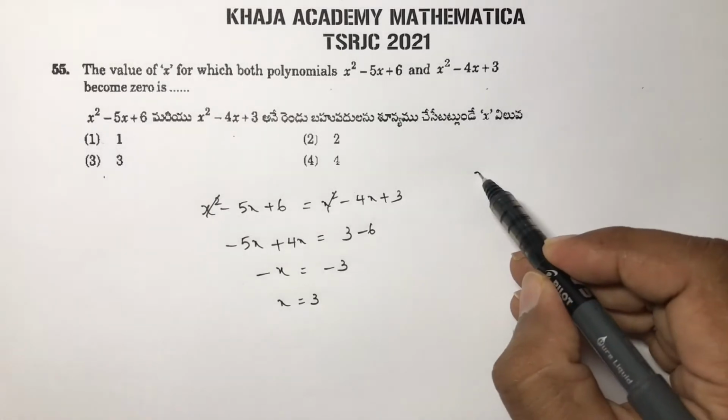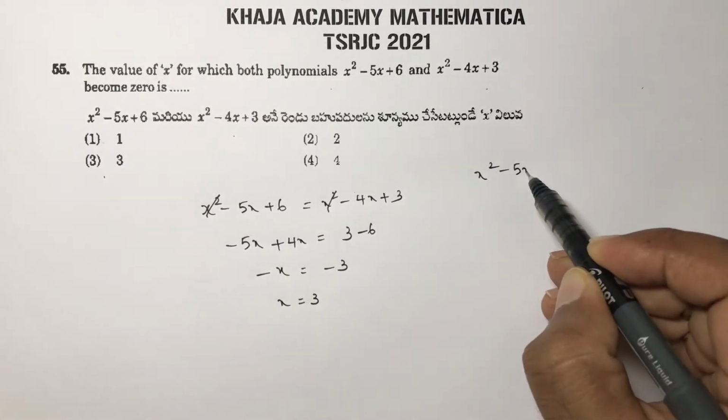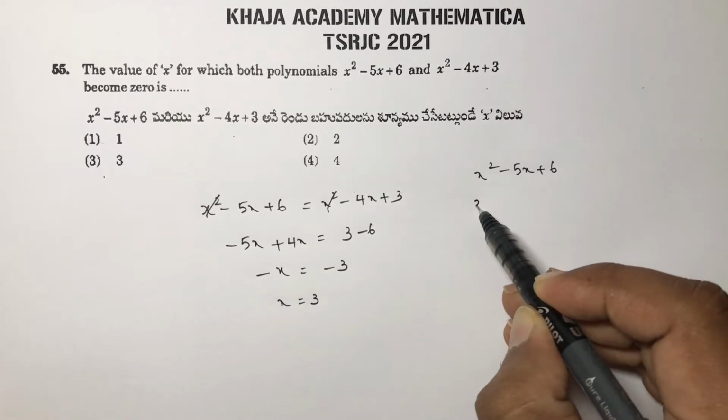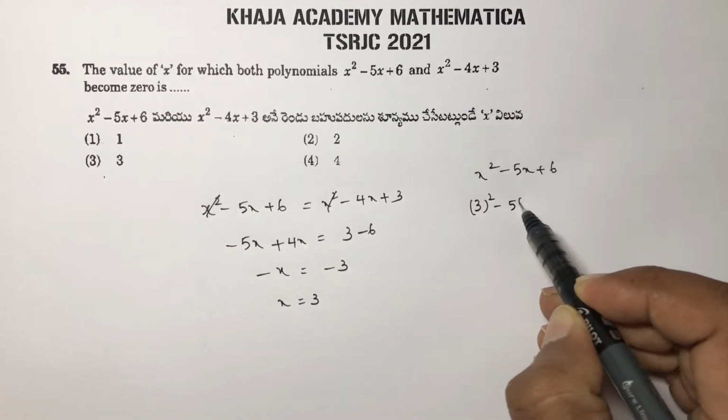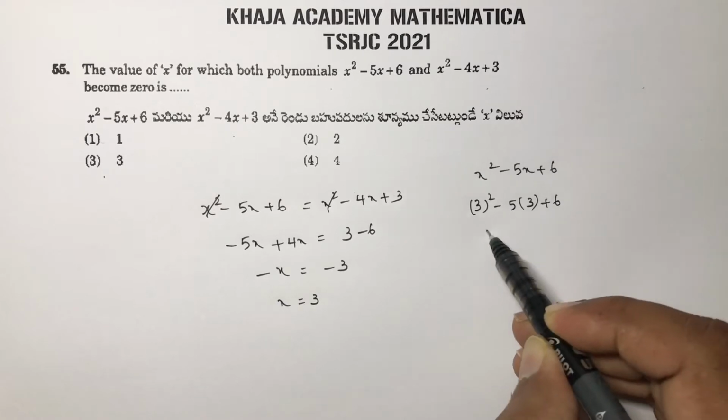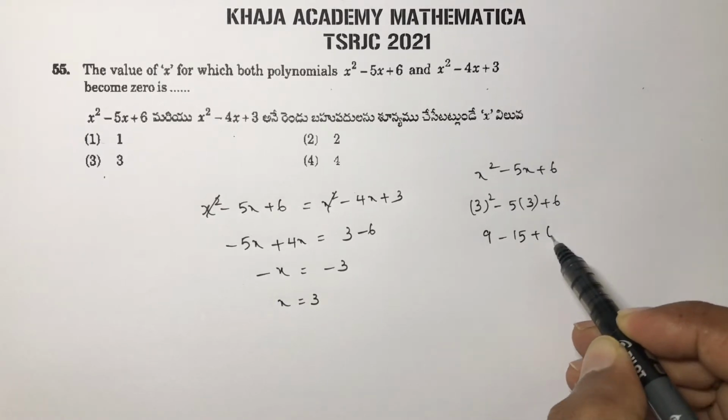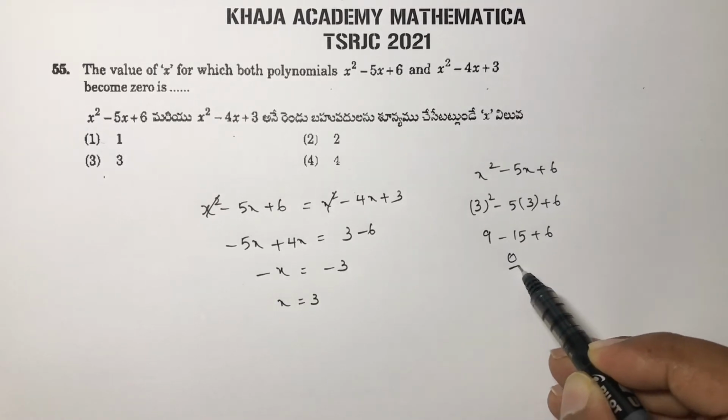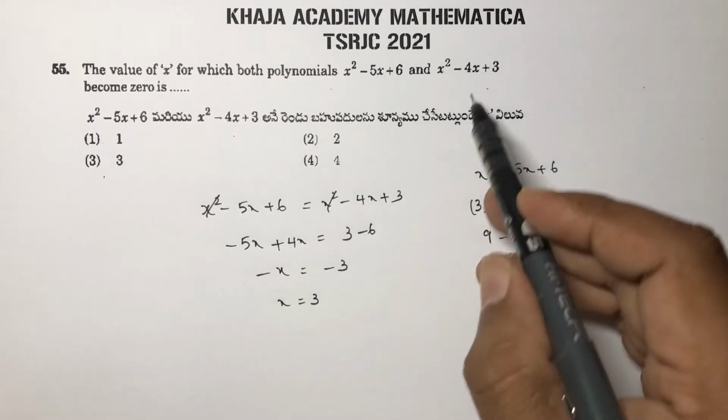Now if you want to check, take the first one. x square minus 5x plus 6. So 3 square minus 5 times 3 plus 6. 9 minus 15 plus 6. 9 plus 6, 15. 15 minus 15, 0. The same value should satisfy here.